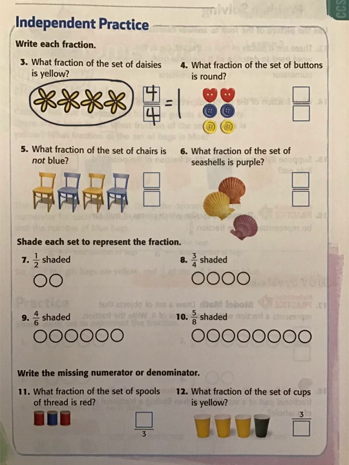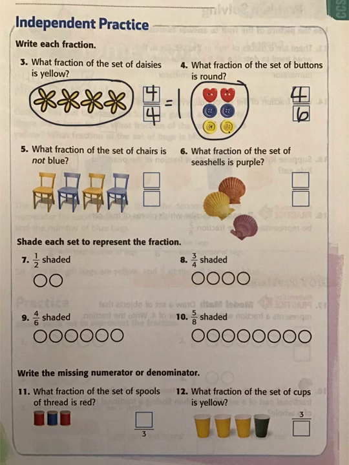Okay, number 4. What fraction of the set of buttons is round? I've got 2 hearts, and I've got a round one, 2 round ones, 3 round ones, 4 round ones. So I'm going to write 4, because that's the part that are round, that's what they're asking. Now I need to find out what the total is, my whole, right? So 1, 2, 3, 4, 5, 6. 4 out of the 6 buttons are round, or 4/6.